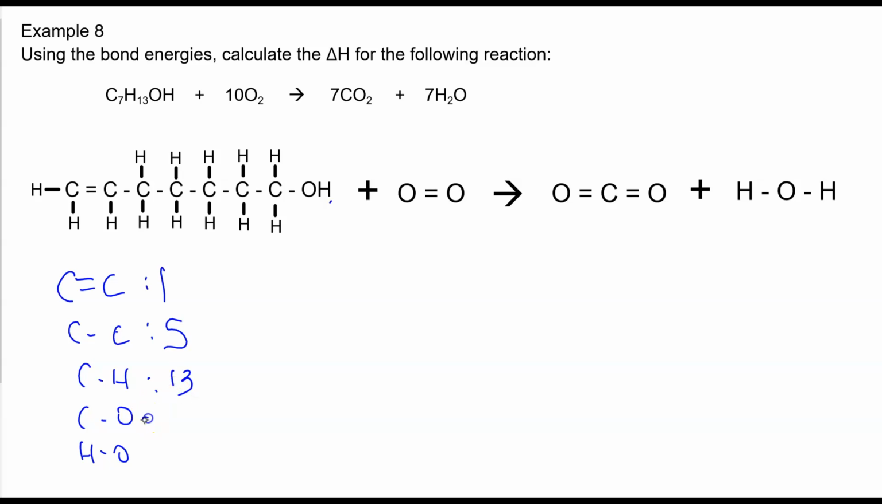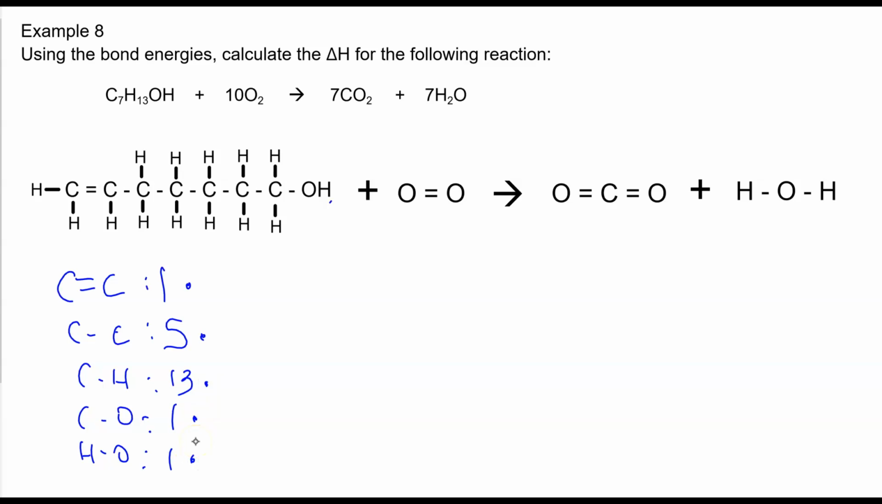We have 1 carbon-oxygen bond, and we have 1 hydrogen-oxygen bond. So 1 carbon-oxygen bond right here, and then 1 oxygen-hydrogen. Now we're going to get the bond energy numbers off of the table that has them. You are given that table. It's on the back of your formula page in your assessment.